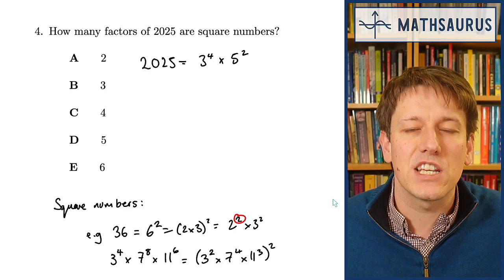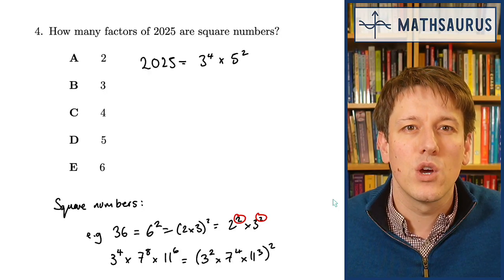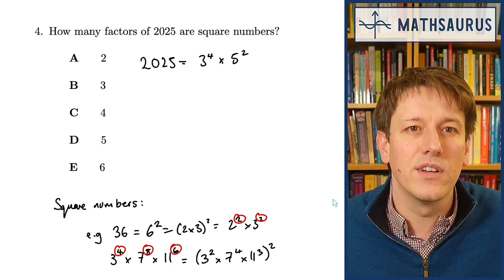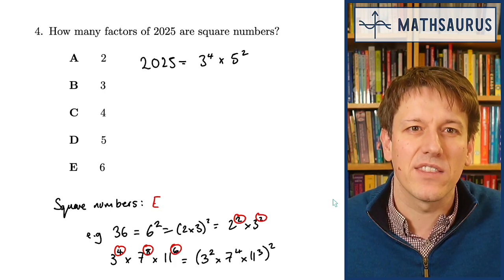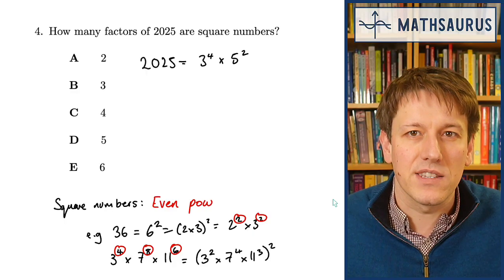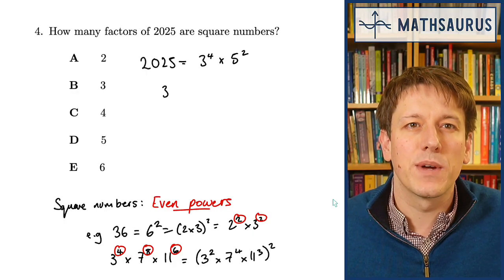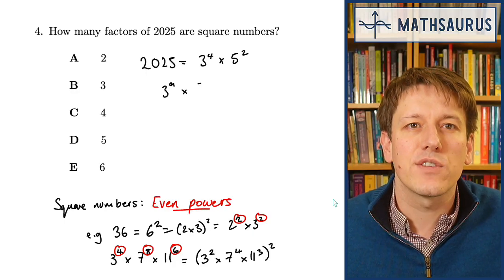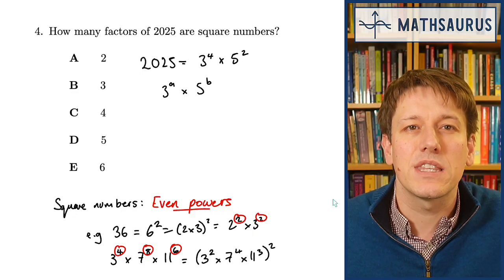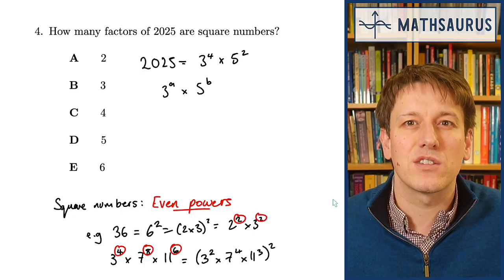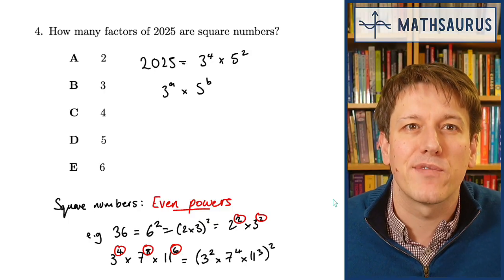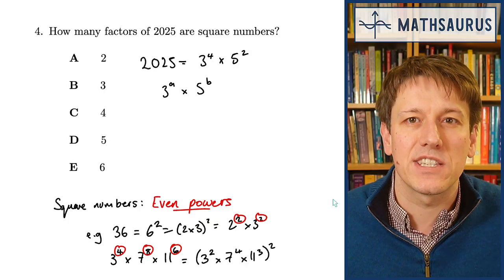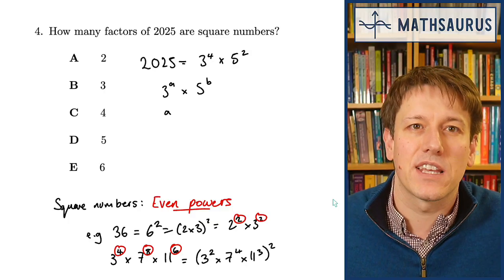So you can see that actually we only have square numbers when the powers are even numbers, because it means we can halve the powers and get the square root of the number, and it would work exactly as so. So we're looking for values of a and b then, so that I take 3 to the a times 5 to the b. For it to be a square number now, our a and b have to be even numbers, and for it to be a factor of 2025, a has to be less than or equal to 4, and b has to be less than or equal to 2.